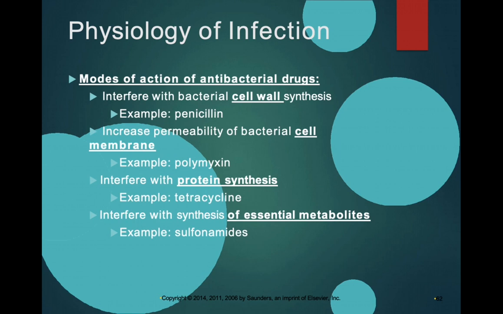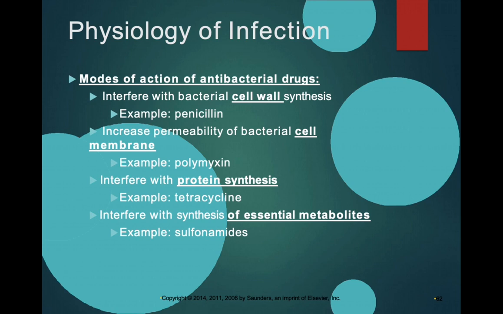How do these antibacterials work? Really important to know this. They can interfere with the bacterial cell wall synthesis, like penicillin. They can affect the permeability of the bacterial cell membrane, polymyxin. It can interfere with protein synthesis, tetracycline. It can interfere with the synthesis of the essential metabolites, sulfonamides. Okay, so I would know these different mechanisms in which these antibacterial drugs work.